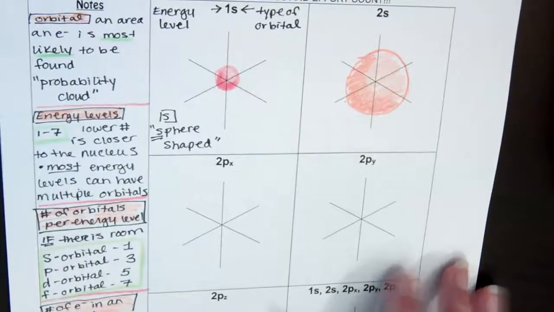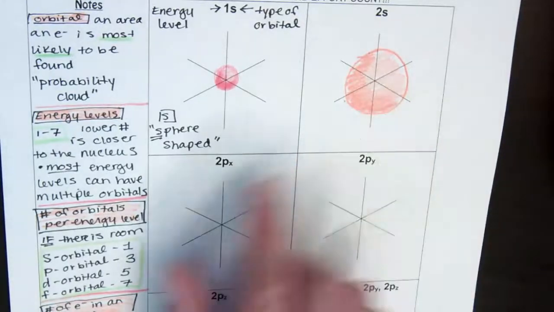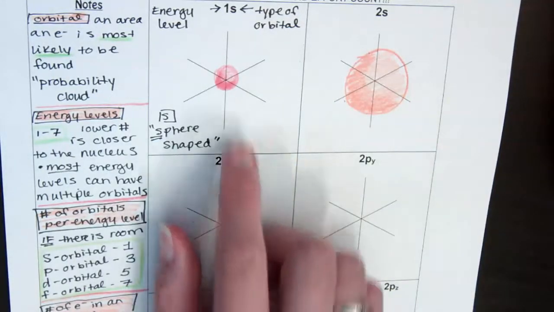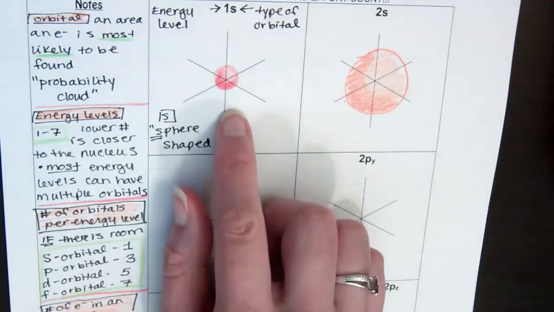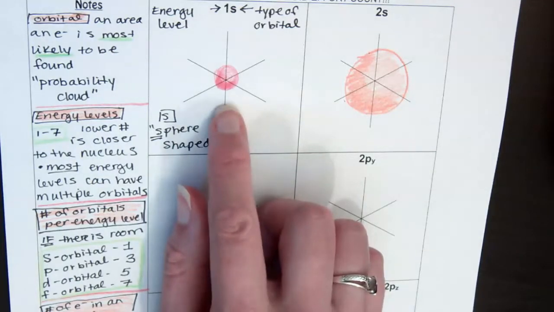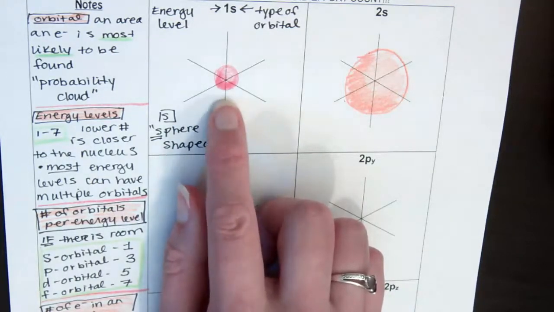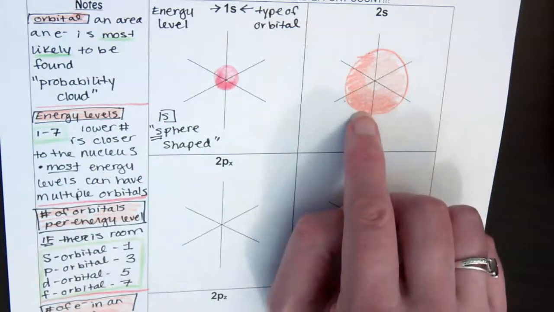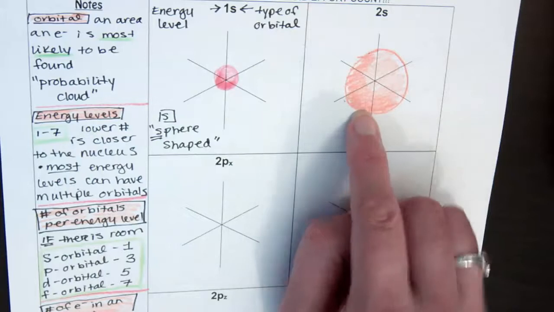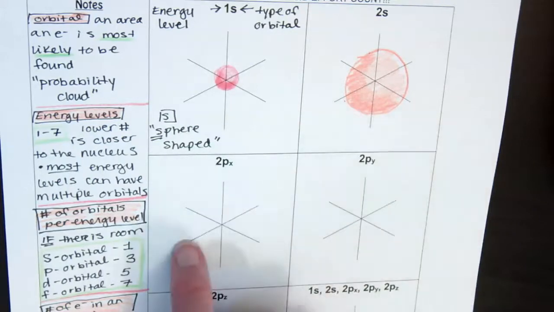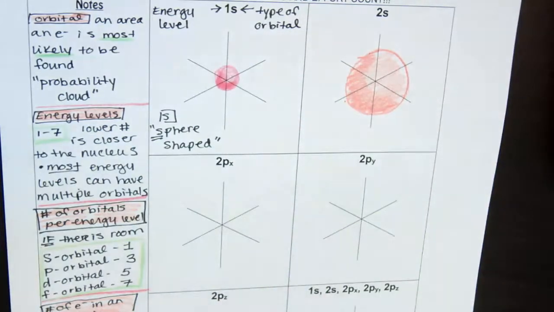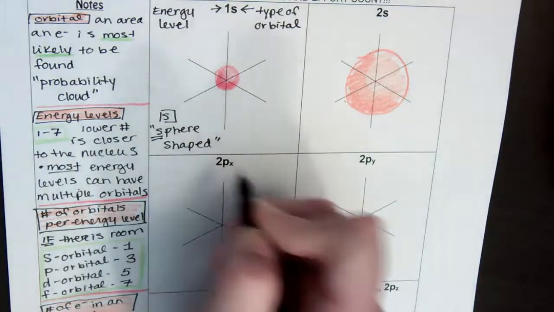The second energy level is big enough that we can fit an S orbital and we can fit P orbitals. The first energy level was so small that we could only fit this singleton here. Only one tiny little orbital can fit. But because the second energy level is much further from the nucleus, we have a little more space so we can fit a few extra orbitals.